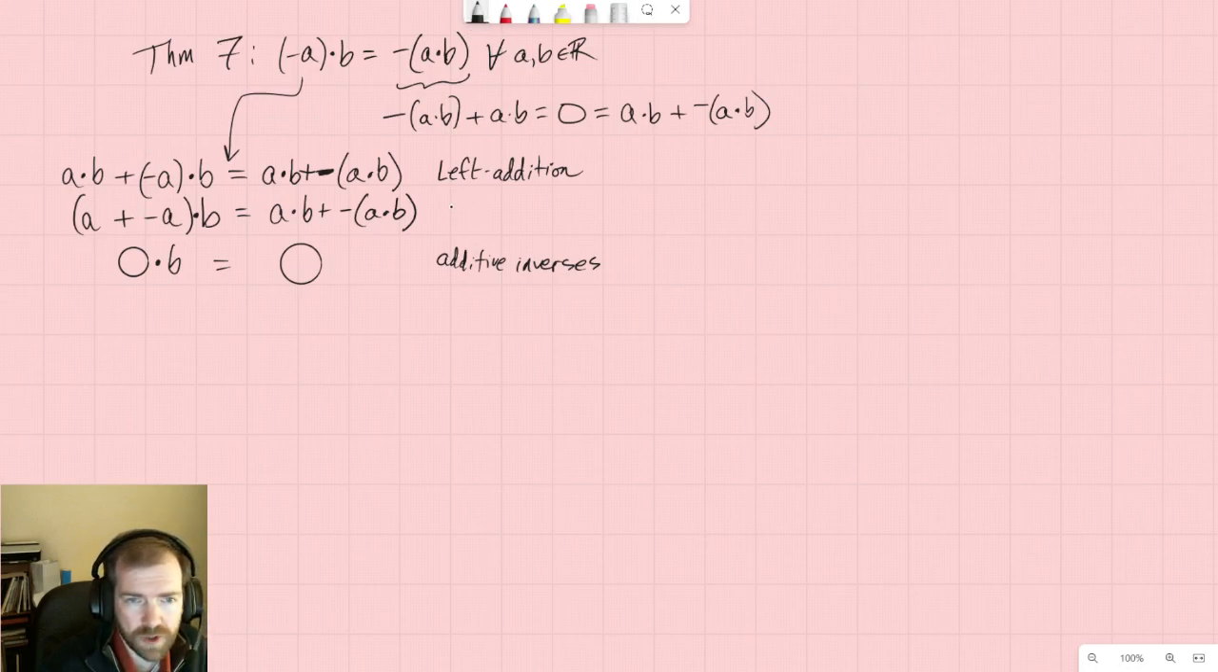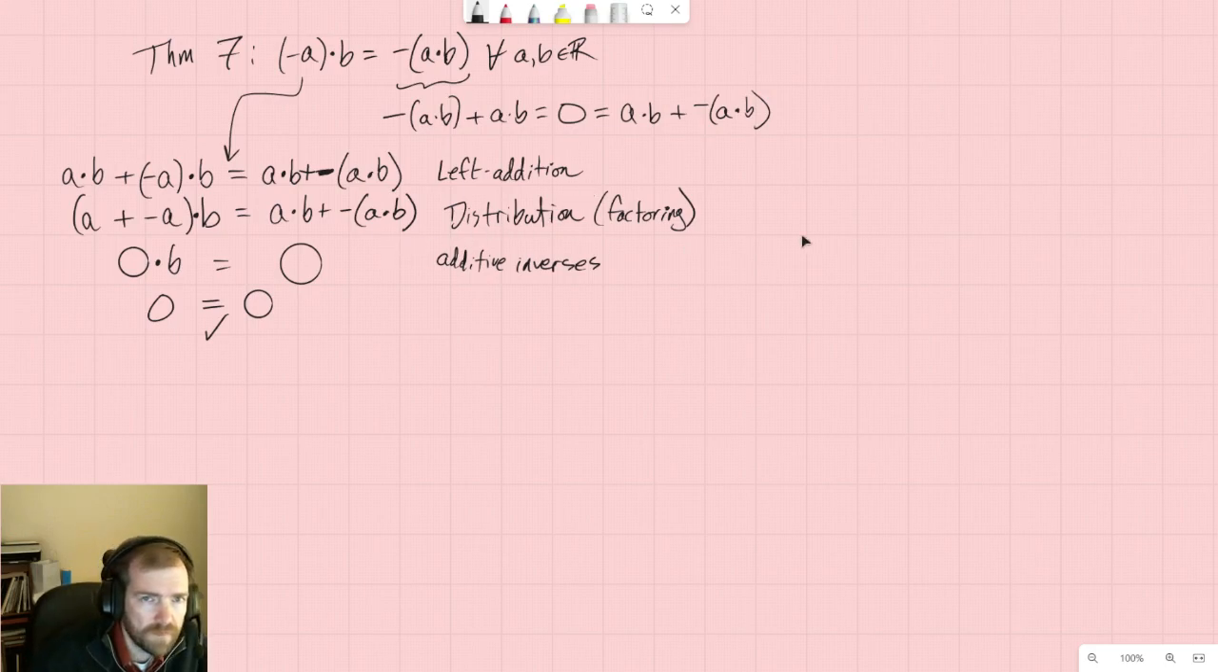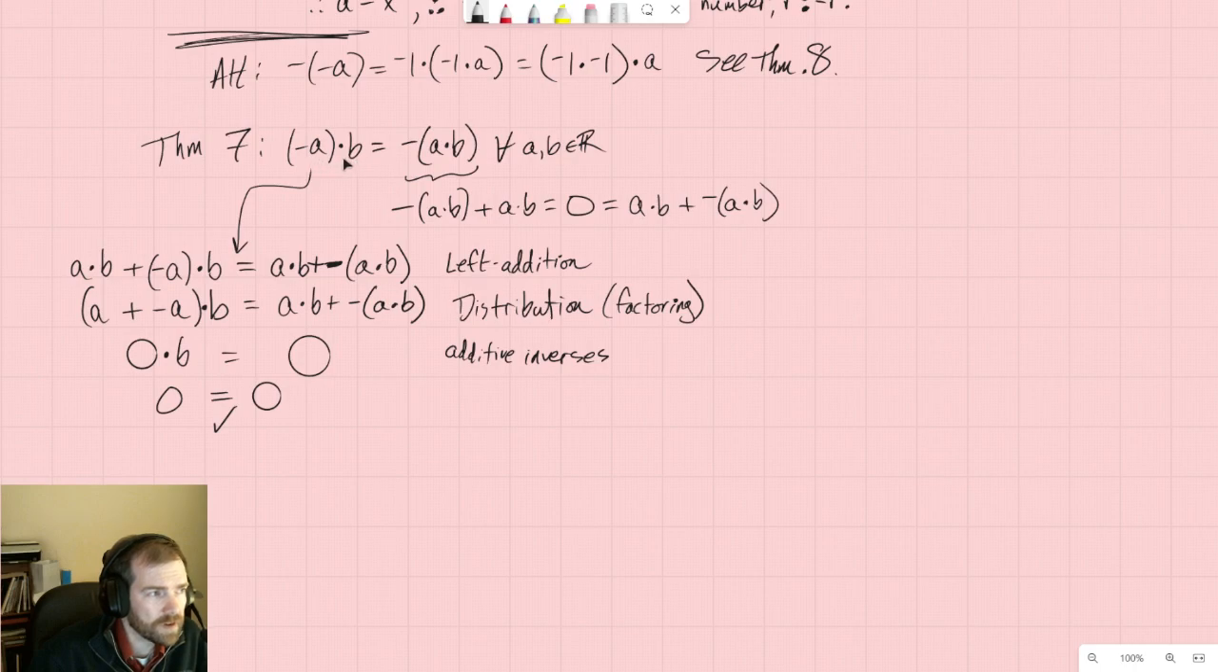Here, the left-hand side, we use distribution. Specifically, we factored out a greatest common factor. Then we use additive inverses on the right to say that AB as a whole plus negative AB is going to be equal to 0. And then on the left, A plus negative A is also 0 times B. So then 0 times B is equal to 0, so 0 equals 0. Therefore, we have shown here that negative A times B is the same as negative parentheses A times B.